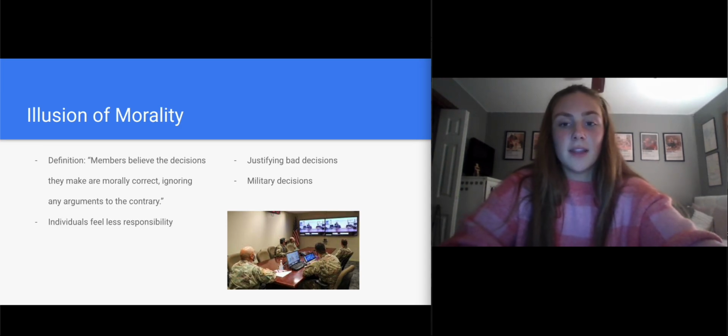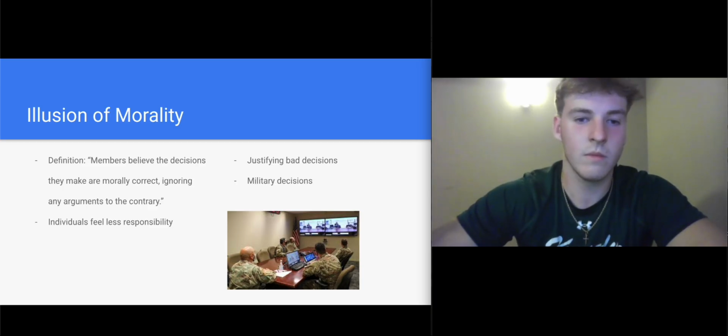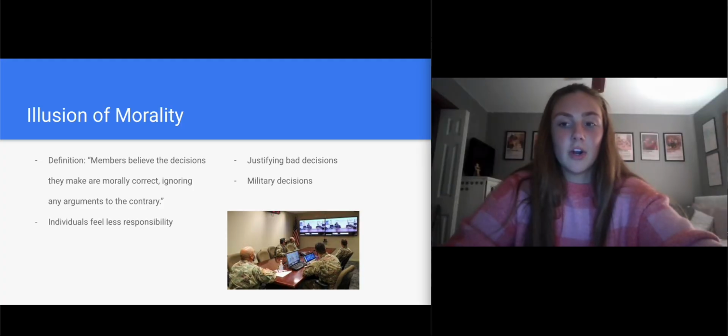Consequences of this are that it leads the group to make bad decisions, but they are viewed as acceptable and reasonable. This leads members to justify their incorrect decisions as serving the overall greater good morally. An example of this is in military decisions where leaders may justify civilian harm as necessary to defend their nation without considering the morality behind the decision.